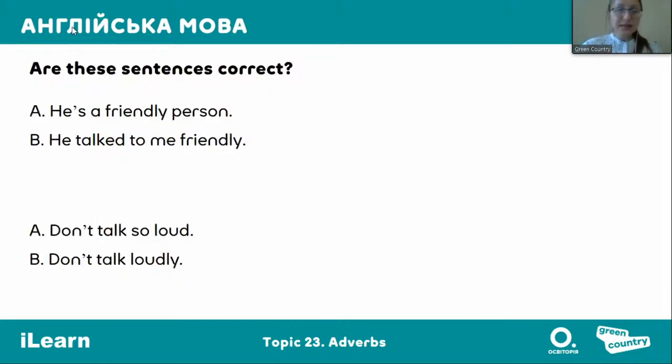So, let's look at these sentences and let's find out whether they are correct or not. Sentence number 1. A, he's a friendly person, and B, he talked to me friendly. So what do you think about these two sentences? We don't change fast. Fast is an adjective. For example, it is a fast car, and fast is an adverb. He drives fast. Тобто fast ми не змінюємо.